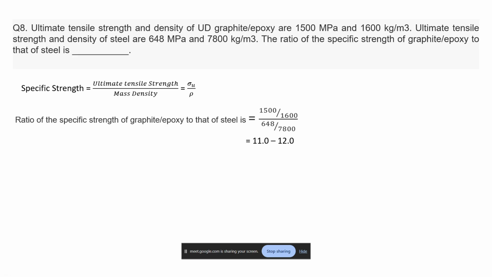The next question is the same kind of question. Here they are talking about the ultimate tensile strength. Question number 8 says the ultimate tensile strength and density of UD graphite epoxy are 1500 megapascal and 1600 kg per meter cube. UD graphite epoxy is a composite where the graphite fibers are unidirectional. UD means unidirectional, so the graphite fibers are aligned in one direction and the matrix is the epoxy.